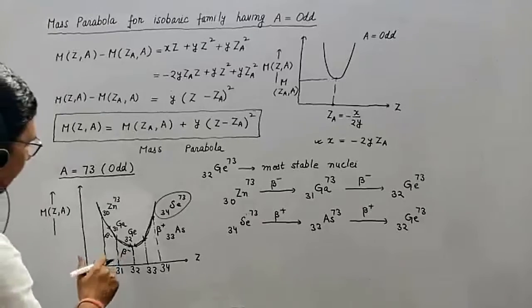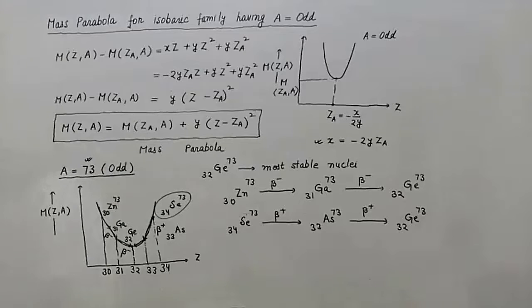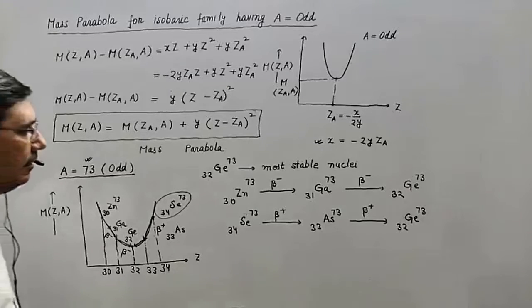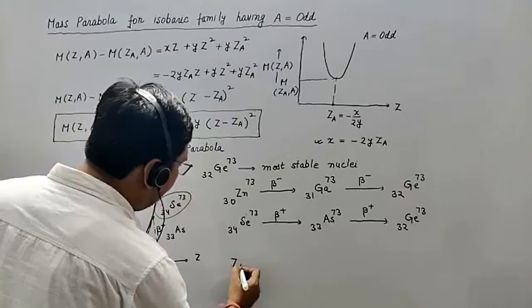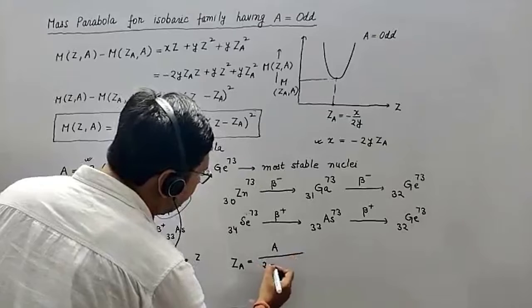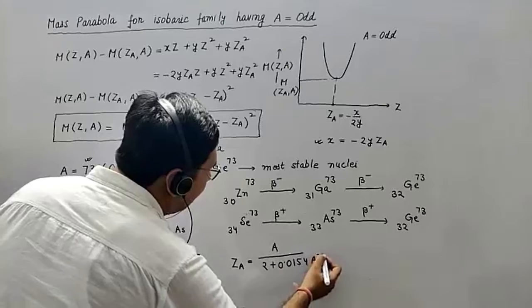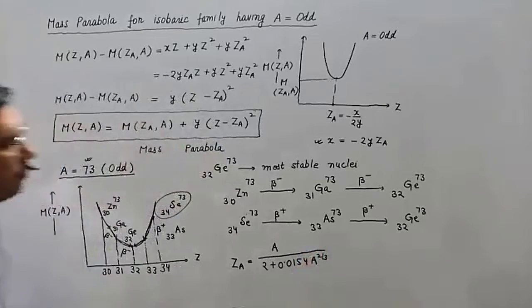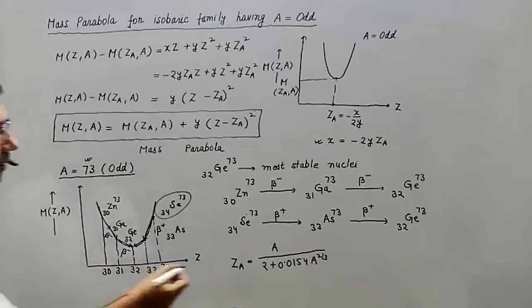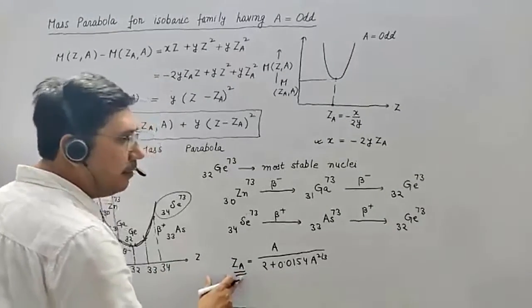So what is the rule for this? How will you find out? Suppose I am giving you an isobaric family with A equal to 73. Then, using the formula for the most stable nuclei, first you will calculate ZA, using the formula ZA equal to A upon 2 plus 0.0154 A to the power 2 by 3. First, I will find out the most stable ZA number, this charge number or atomic number for the most stable nuclei.